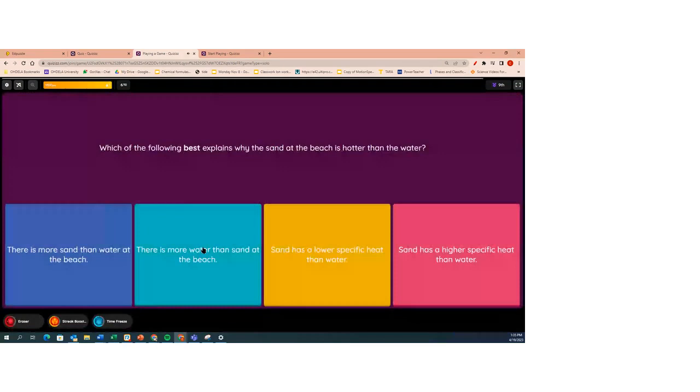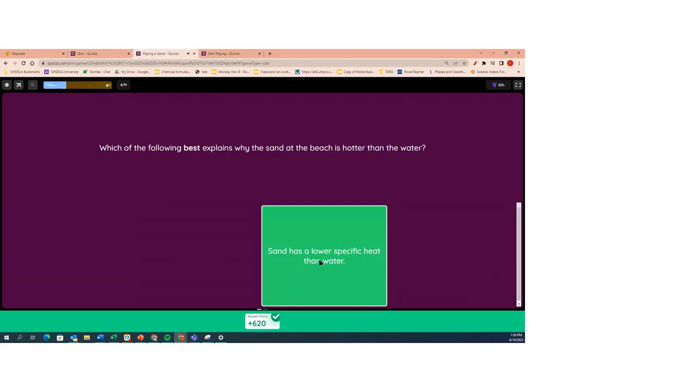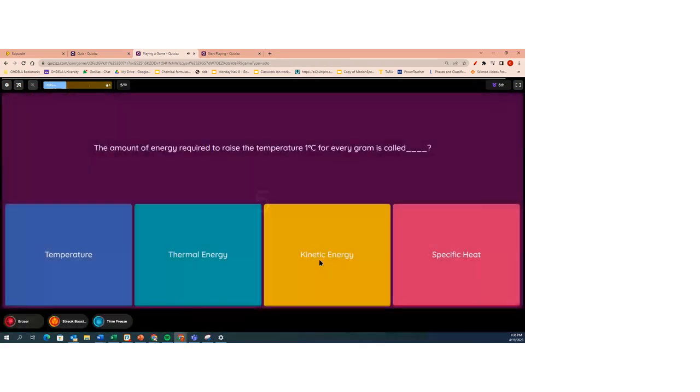Doing good so far. Which of the following best explains why sand at the beach is hotter than the water? All right, the more sand on the beach than there's water. No, that's not the case. There's more water than sand on the beach. The sand has a lower specific heat. The sand has a higher specific heat. So it has a lower specific heat is the best answer there. So that means it heats up faster, right?